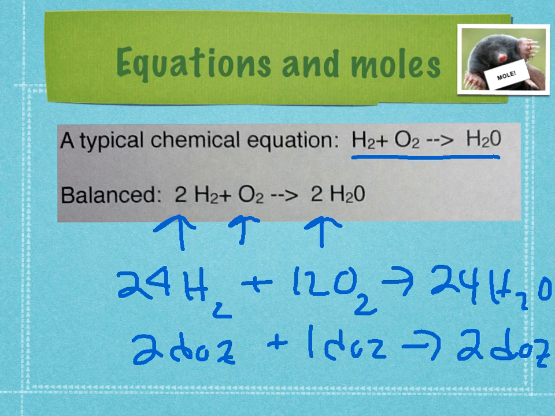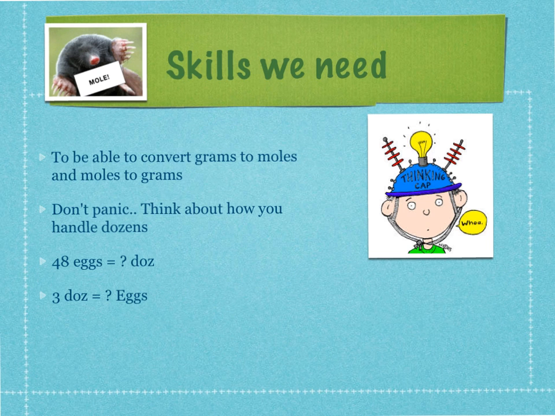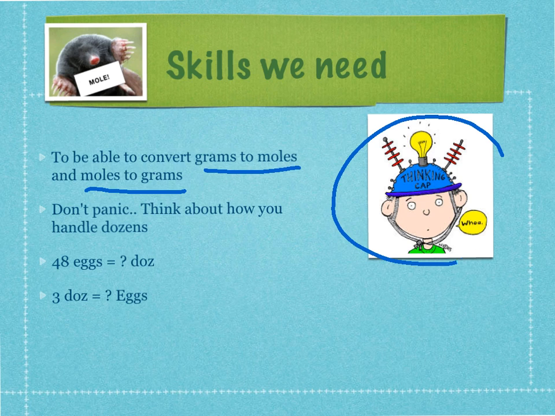And why is that useful? I can link moles to grams, and grams I can measure on a balance in the lab. So in order to take my equation on a piece of paper and go back to the balance and measure out the right number of chemicals, I have to be able to convert from moles to grams and back again from grams to moles. Don't panic.